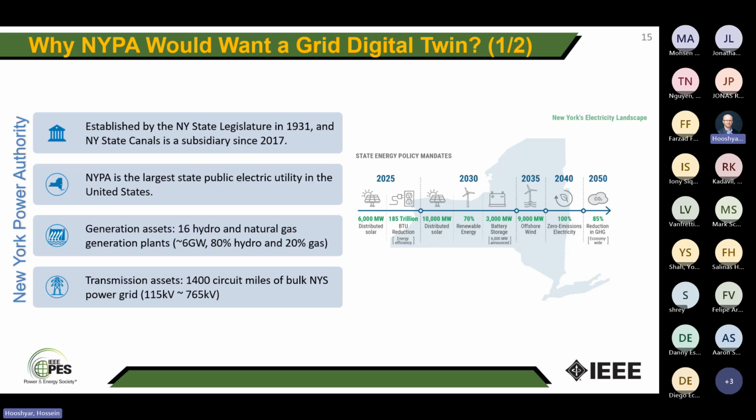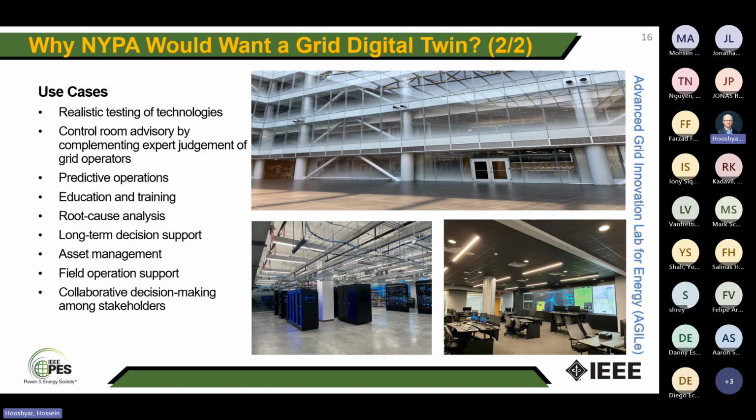And since NYPA is an asset owner, it matters to NYPA. So in order to analyze the problems that we might be anticipating in the future and also find solutions, NYPA created this facility called the Advanced Grid Innovation Lab for Energy. And this is where we're creating the digital twin of the New York State grid. It's not just the territory of NYPA, but the full grid, basically everything that New York ISO operates. And in terms of use cases, this is basically a copy paste of what Ravindra presented. We're looking into pretty much everything that one can think of as a use case of a digital twin. Realistic testing, control room advisory. So the plan is to take this digital twin, make it so mature that it can be taken into the control room. Predictive operations, education and training, et cetera, et cetera.